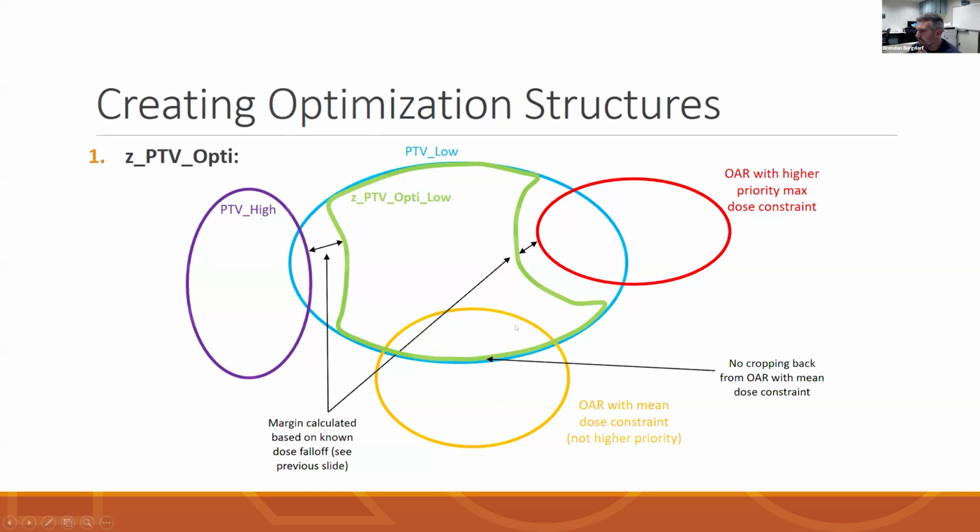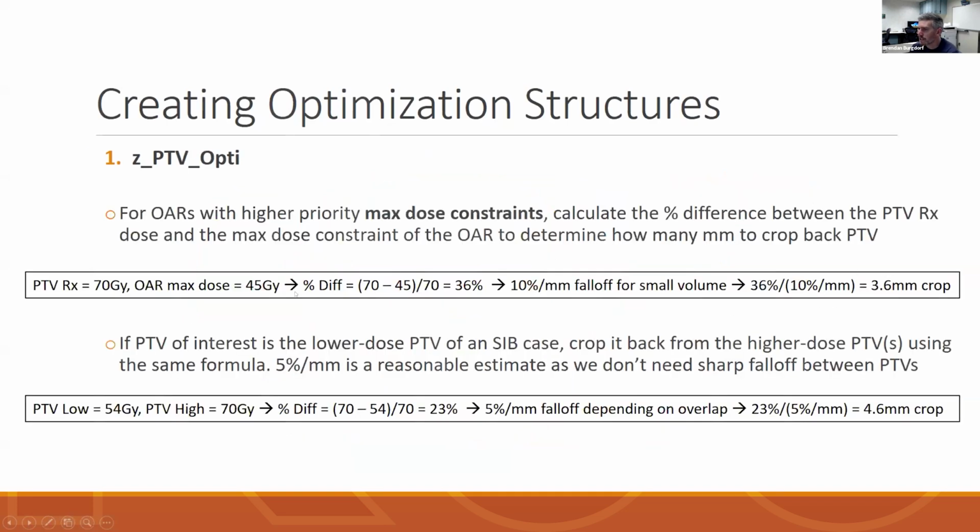It also overlaps with this yellow structure, which has a mean dose constraint, but that mean dose constraint is not higher priority than our coverage, so we're not cropping back from that. However, we do crop back the PTV low from the OAR with the higher priority constraint, and the distance that we crop back is based on this calculation that we just did.